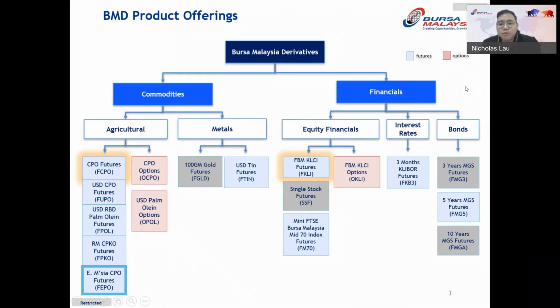Also, just another point to highlight is that under our product offerings, we have a mixture of futures products as well as options, as you can see from the light blue and red highlighted boxes.